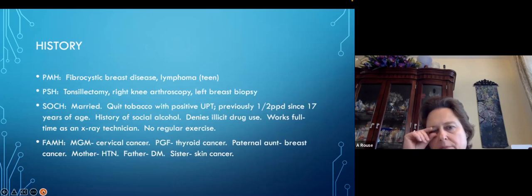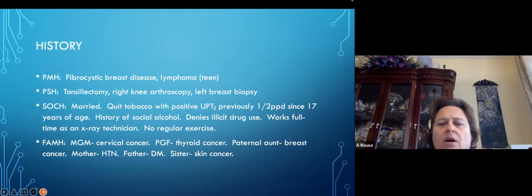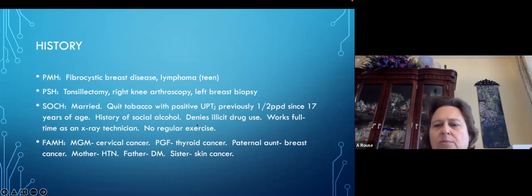You go through her history and you find she has known fibrocystic breast disease. She had lymphoma that was treated as a teenager. She's had a biopsy in the past, which is how she had her breast disease confirmed. She had knee arthroscopy and a tonsillectomy. She's married. She quit smoking when she found out her pregnancy test was positive. Previously, she'd been smoking at least half a pack since a very young age.